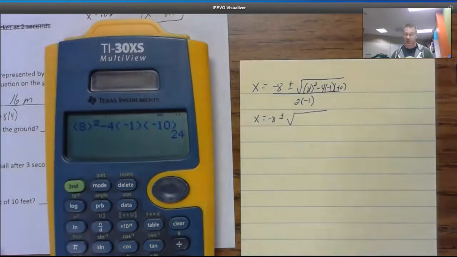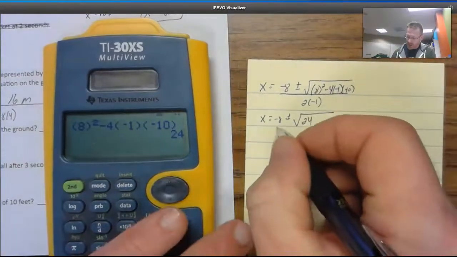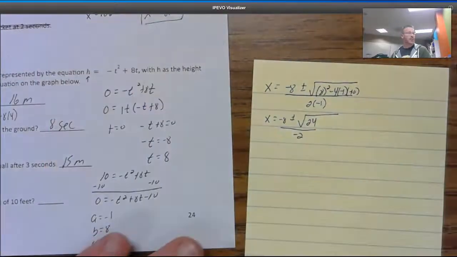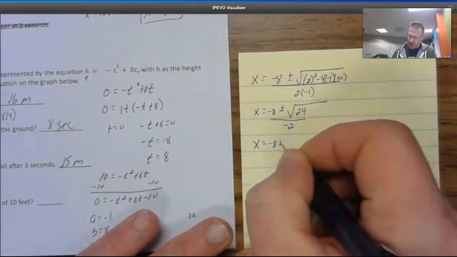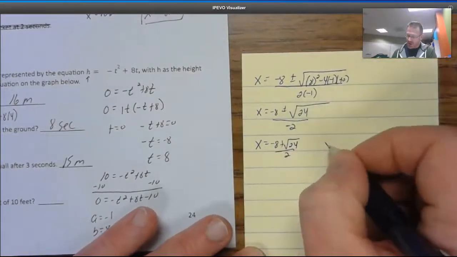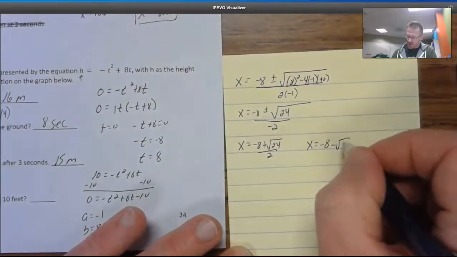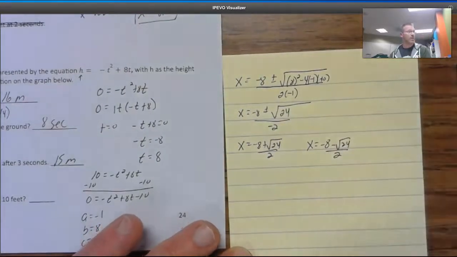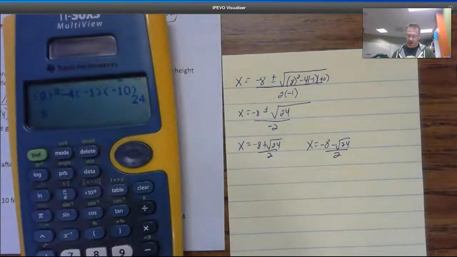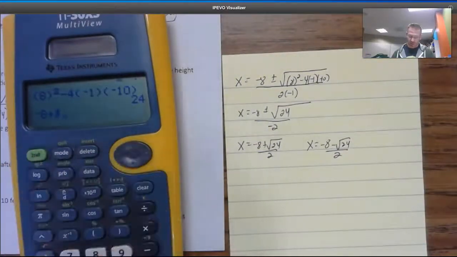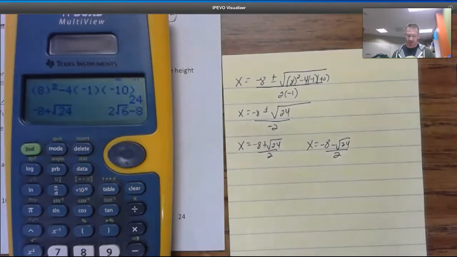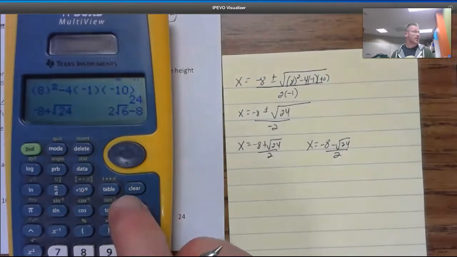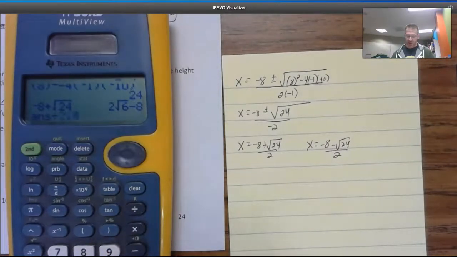So I get 24, and then that's over -2. Now once again, this is where we split these up. So we get x equals -8 plus the square root of 24 over -2, and x equals -8 minus the square root of 24 over -2. Then we're going to put that into the calculator. So -8 plus the square root of 24, equals, and it gives me an exact answer, no big deal, because now I'm going to divide by 2 and put a decimal after it, and it'll give me that decimal answer.